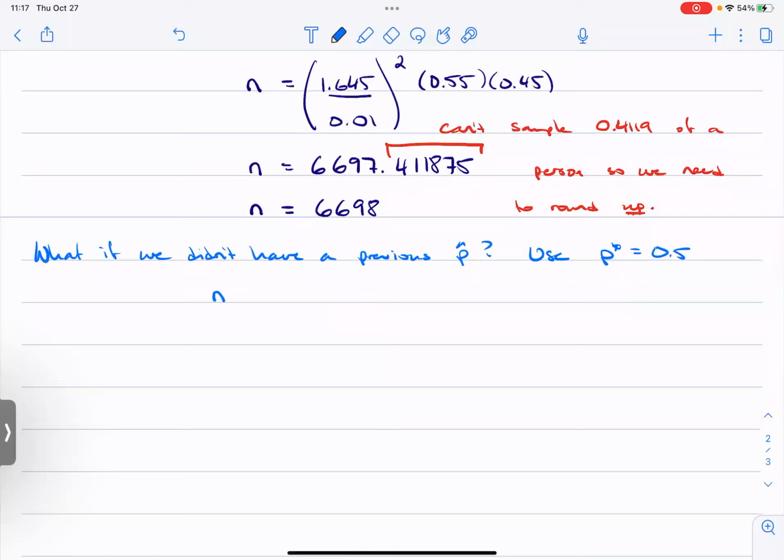We forget, don't we? All right, so if we do this with just 0.5 instead of 0.55, how does it change? Everything else stays the same: 1.645 over 0.01, squared, and then 0.5 times 0.5.